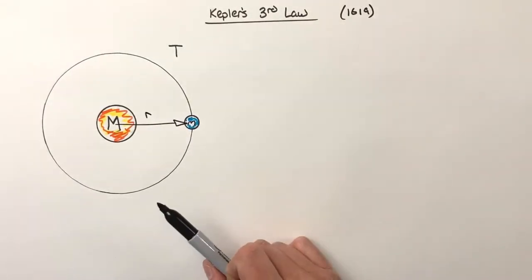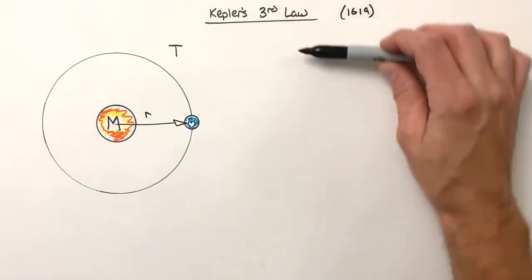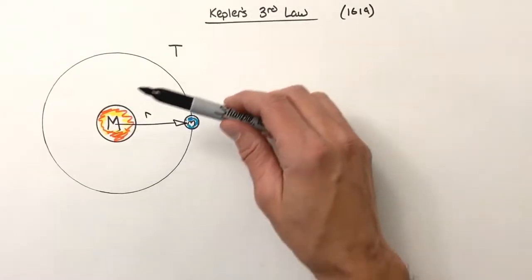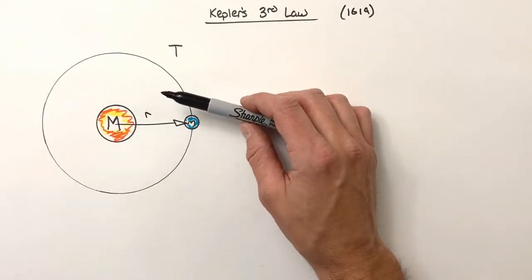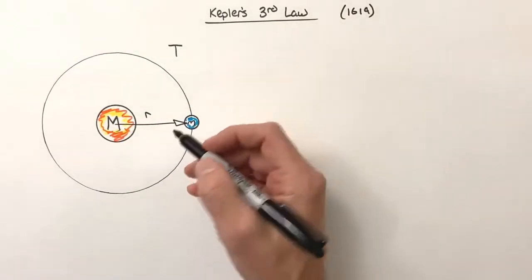period and radius. Now, what's interesting to note of all this is that Kepler actually didn't do the physics which we're going to do here today. Kepler looked at lots and lots of data, did lots and lots of math, but he actually didn't have the tools in order to do this basic derivation which we're going to work out.